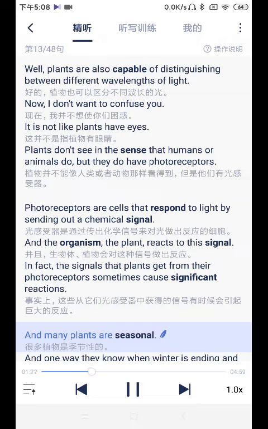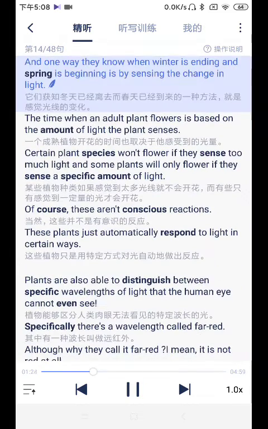And many plants are seasonal, and one way they know when winter is ending and spring is beginning is by sensing the change in light. The time when an adult plant flowers is based on the amount of light the plant senses. Certain plant species won't flower if they sense too much light, and some plants will only flower if they sense a specific amount of light. Of course, these aren't conscious reactions. These plants just automatically respond to light in certain ways.